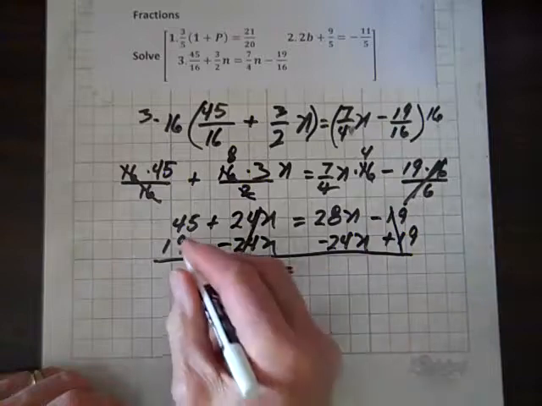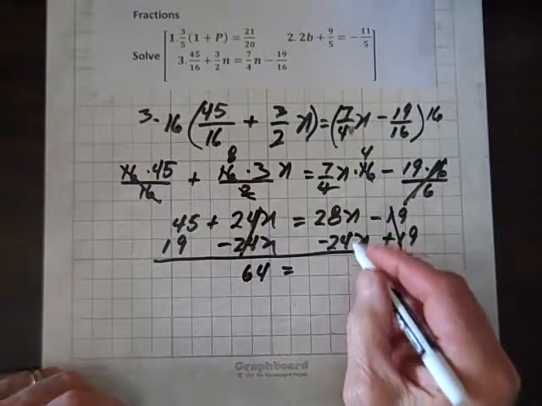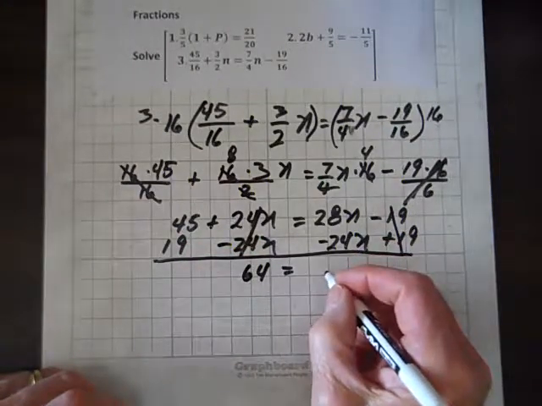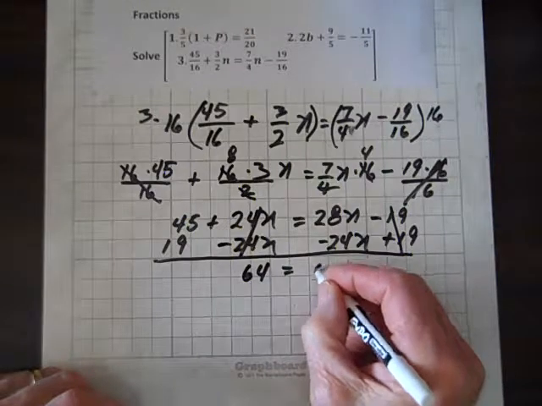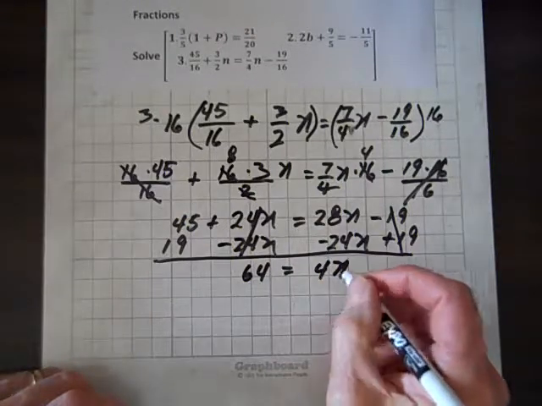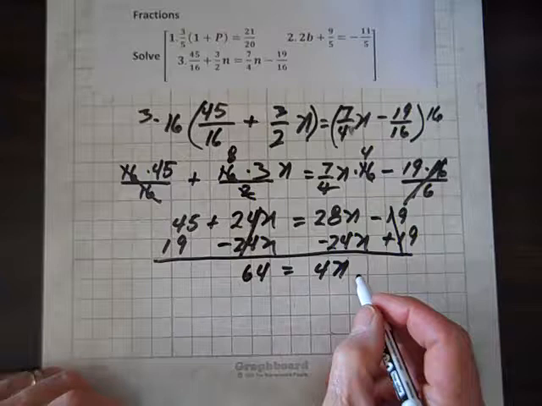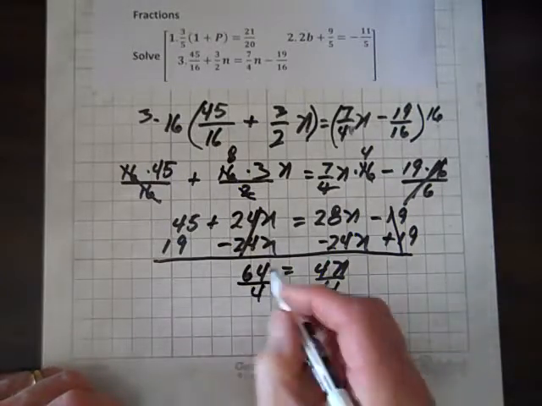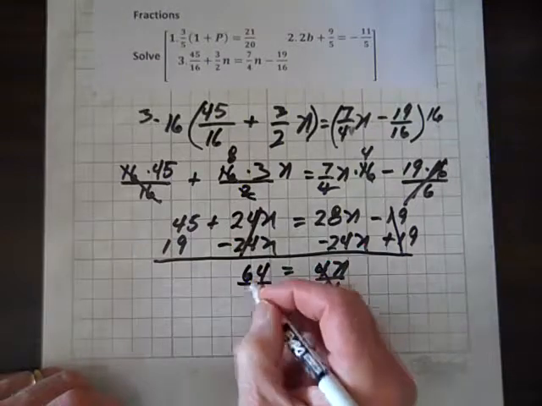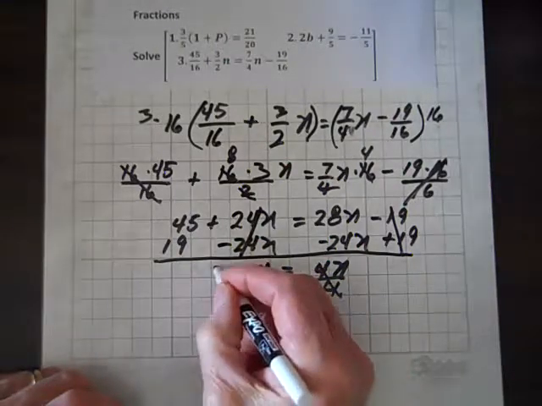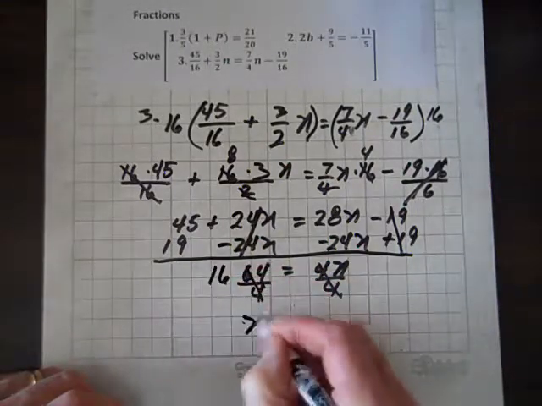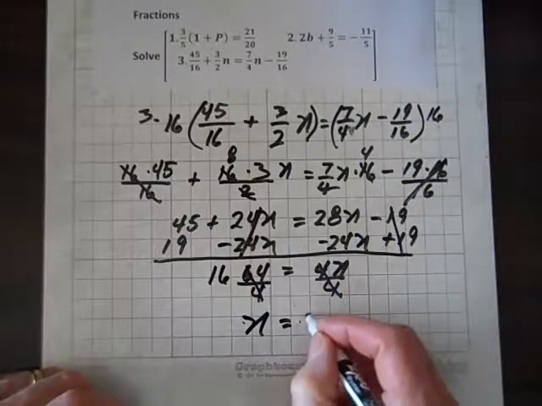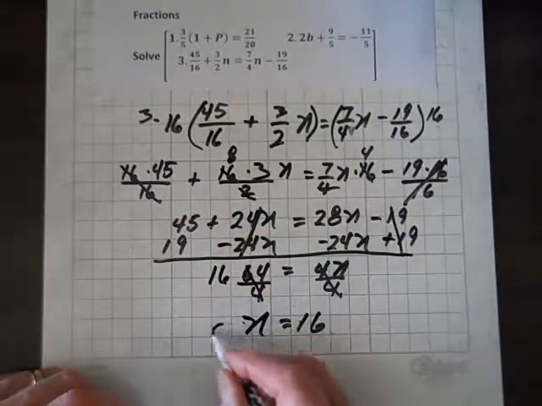64 on the left, and on the right I guess we wind up with 4n. So now if we divide both sides by 4, the 4's divide out, 4 goes into 64 16 times, so we get n equals 16, and we're done.